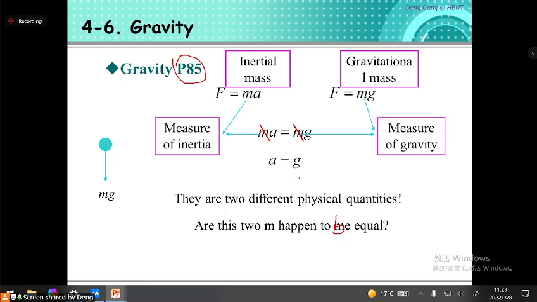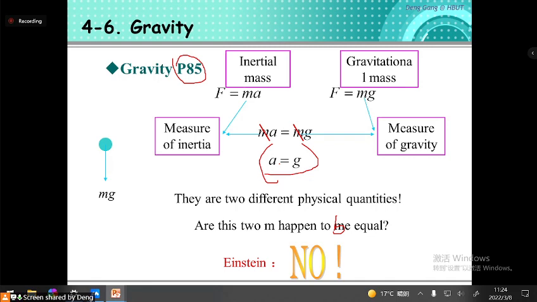Because they are equal to each other. Because this conclusion is correct. It has been tested many times. So Einstein says, no, it does not just happen to be the same. They should be the same. They are different physical quantities, but they should have the same value.